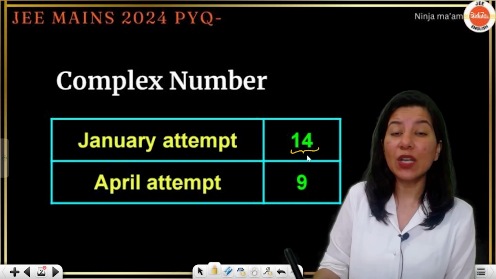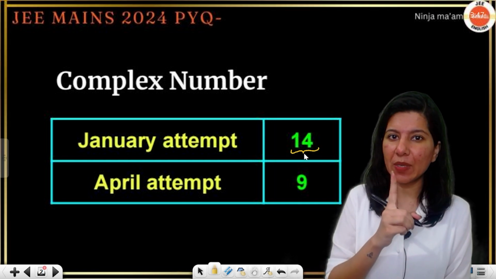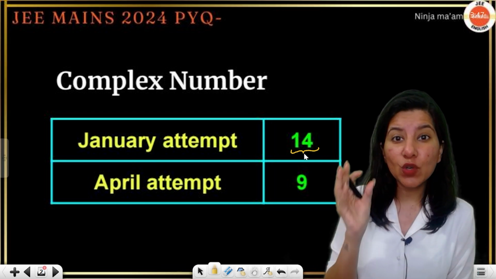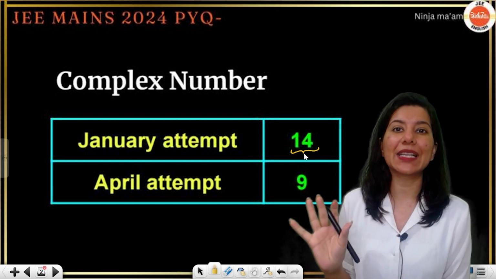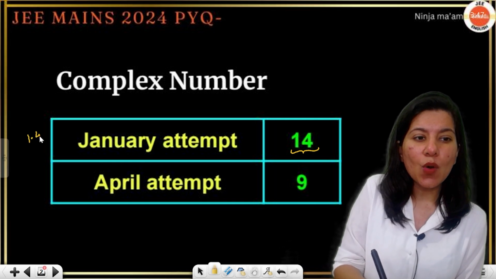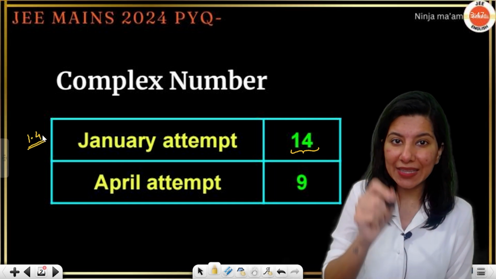In the January attempt there were 10 question papers, and in these 10 question papers we have found that 14 questions were from complex numbers. What does that mean? That in January approximately 1.4 questions were there in each paper.